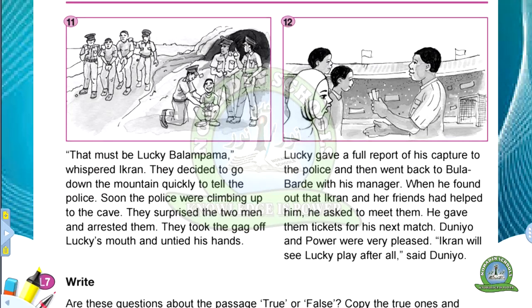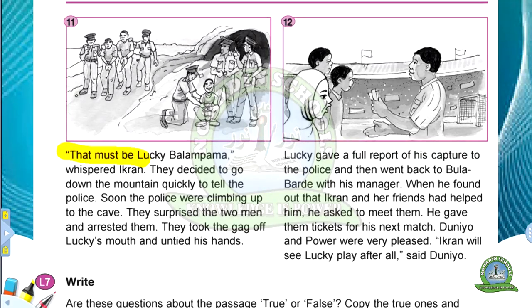And here is the starting word of the fifth paragraph. That must be Lucky Plumpama, whispered Ikraan. They decided to go down the mountain quickly to tell the police. Soon the police were climbing up to the cave. They surprised the two men and arrested them. They took the gag off Lucky's mouth and untied his hands.